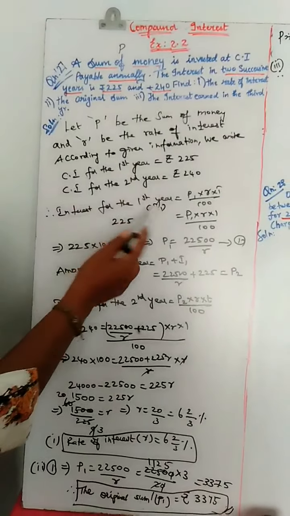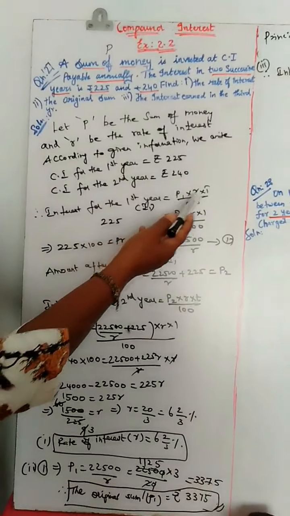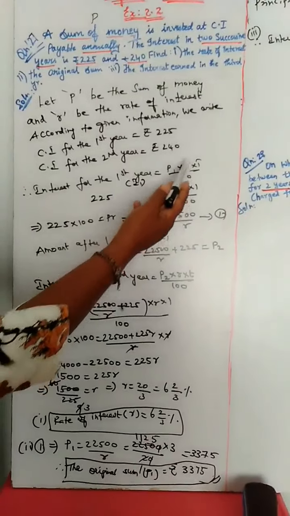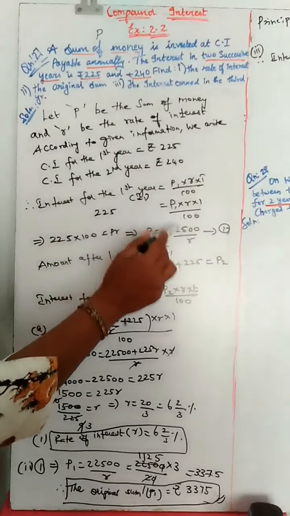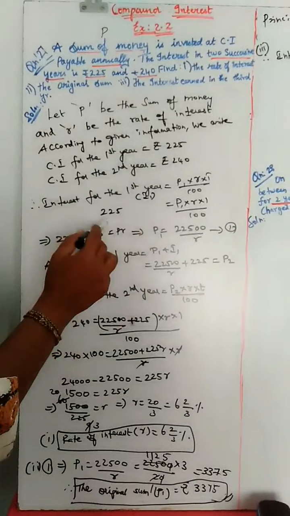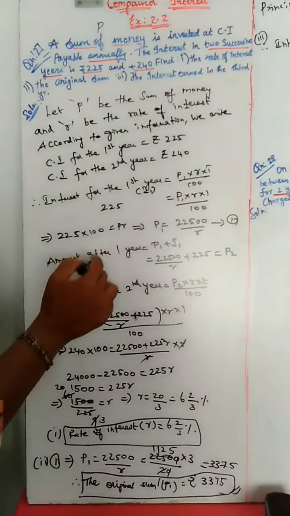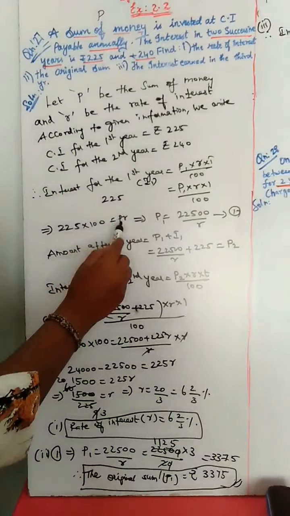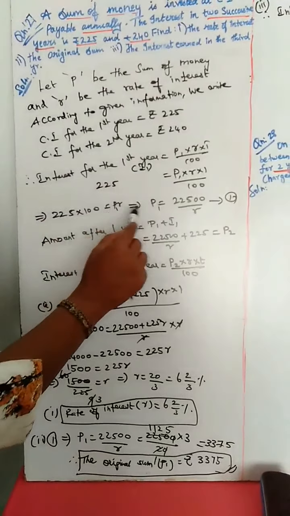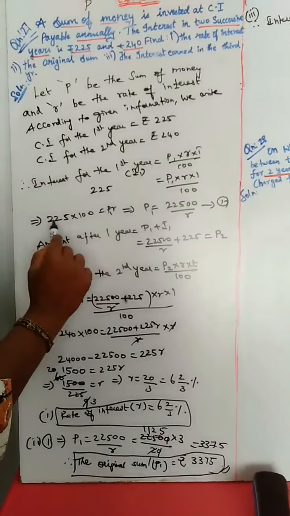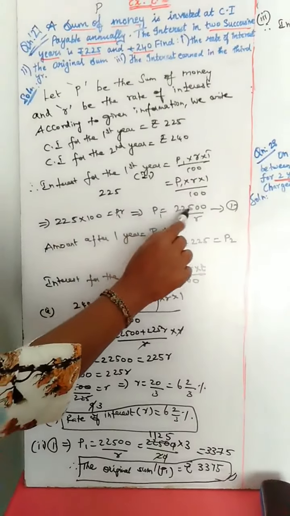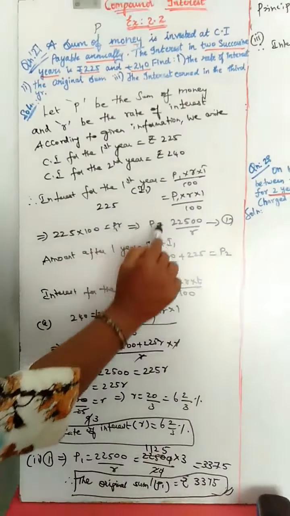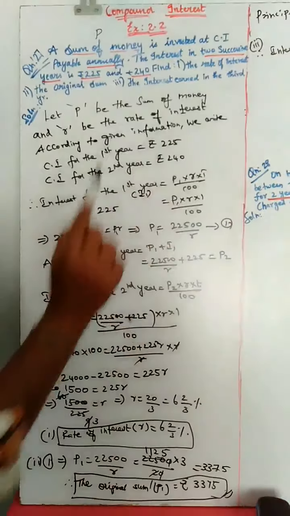The interest for the first year, we know the formula, I1 is equal to P into R into T by 100. So P1, we are assuming P as it is, R is R, and the time period for the first year is 1, by 100, and 225 is given. Taking this to this side, 225 into 100 is equal to P1R. So P1 is equal to 22,500 by R, which is the principal of the first year. We are assuming this is equation 1.